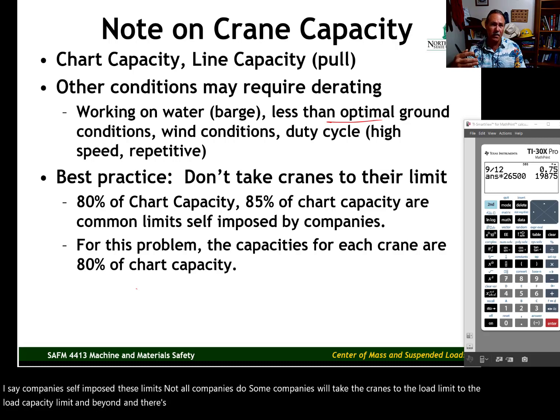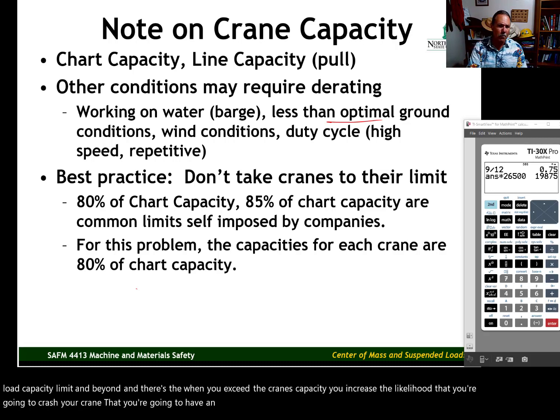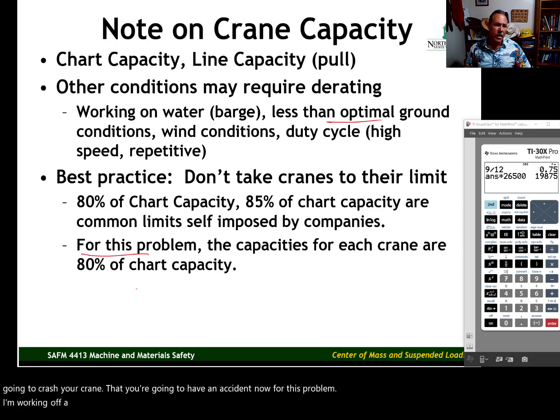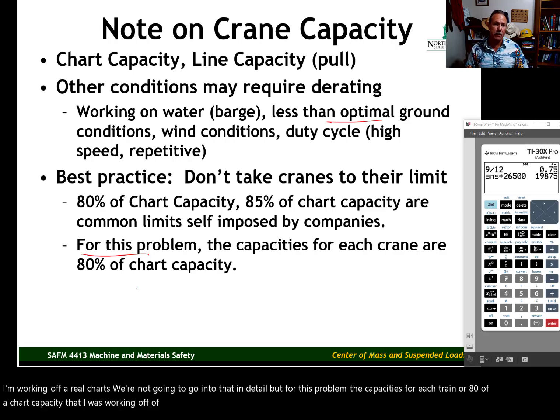When you exceed the crane's capacity, you increase the likelihood that you're going to crash your crane, that you're going to have an accident. Now for this problem, I'm working off of real charts. We're not going to go into that in detail, but for this problem, the capacities for each crane are 80% of a chart capacity that I was working off of. I set the limits at 80% of chart capacity.